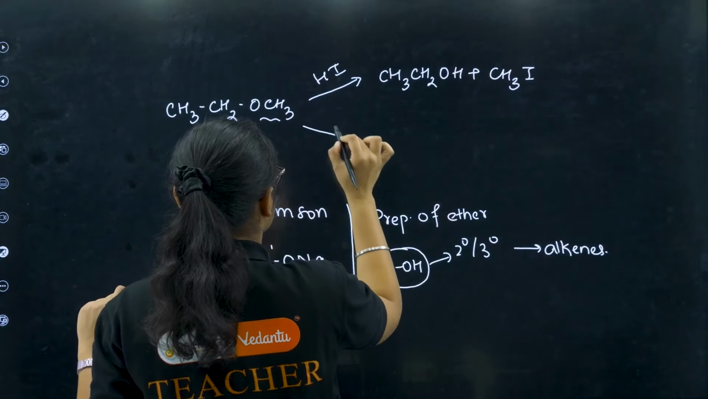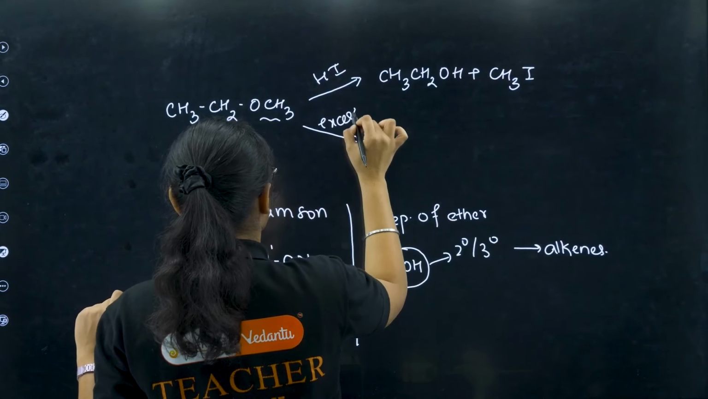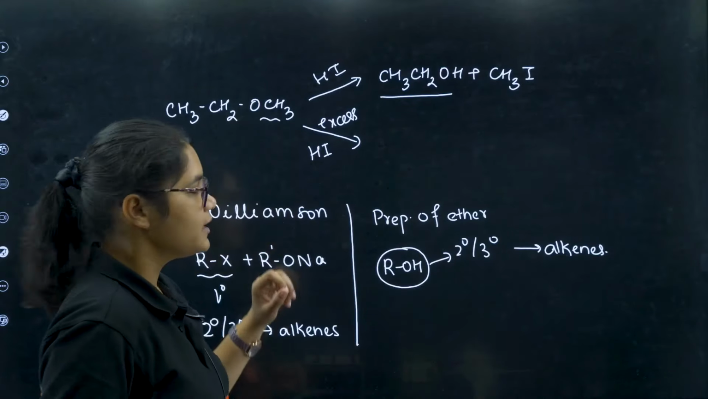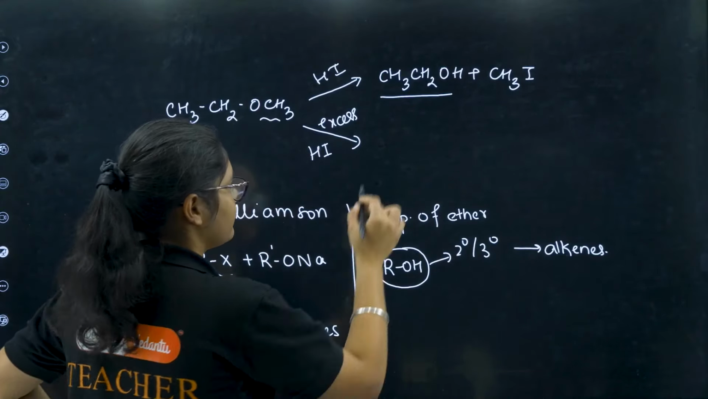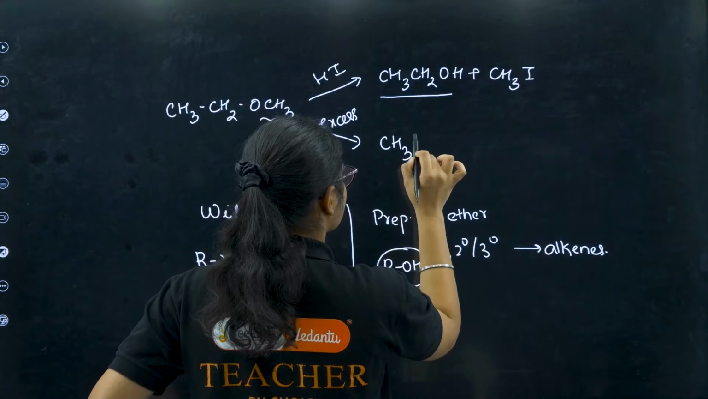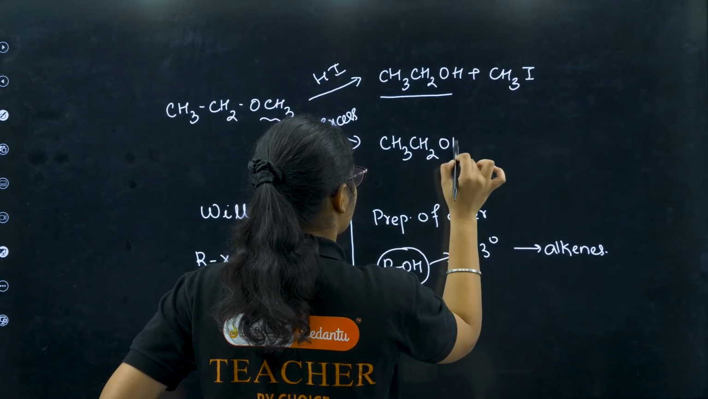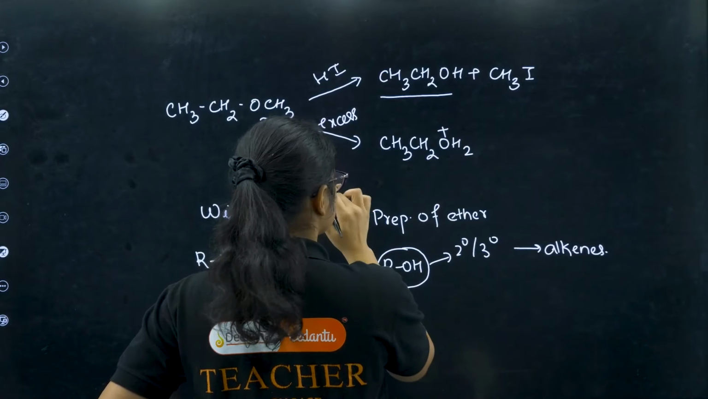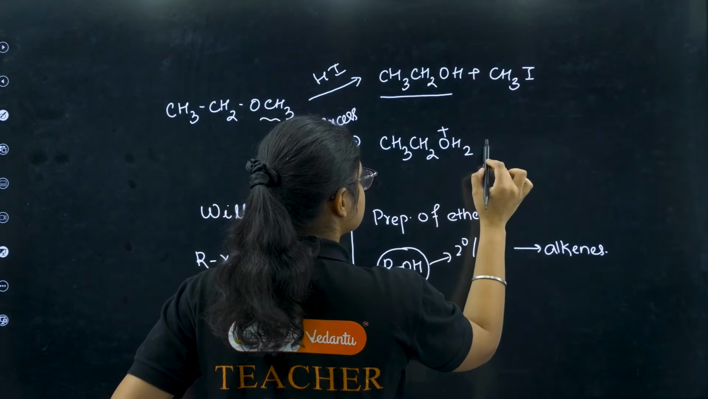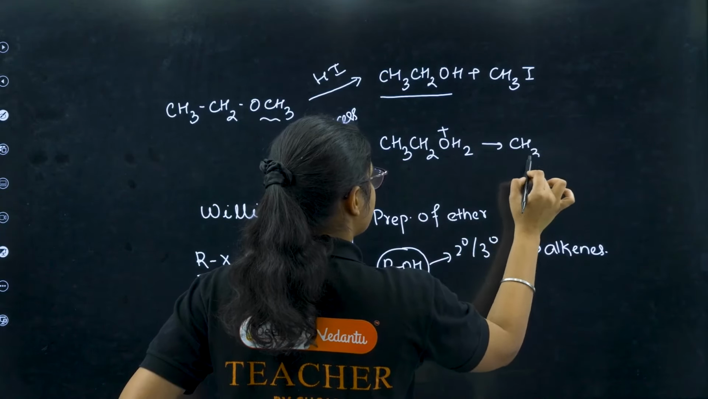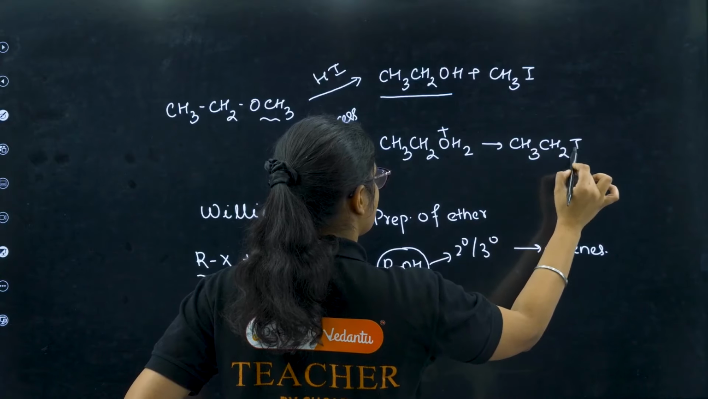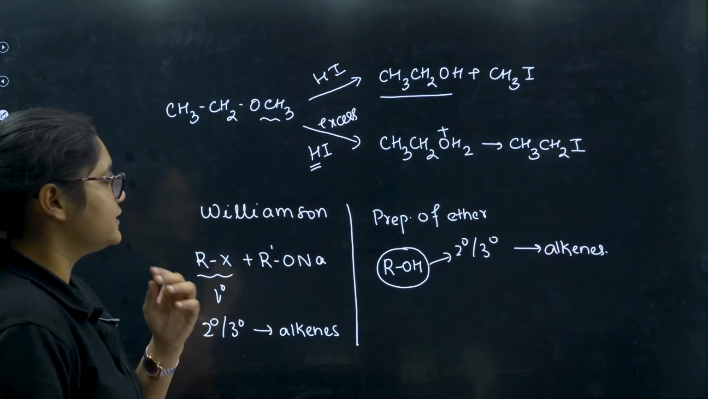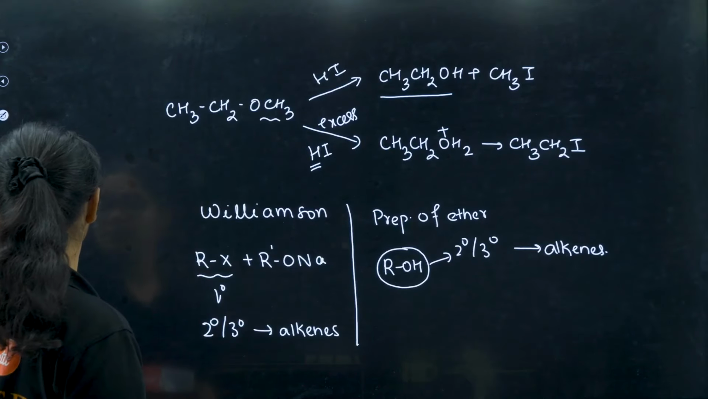Now here if you give excess of HI, okay, then what will happen? Initially this will form, then since excess HI is there, this one will also get converted. See, it is like this: the OH, with excess HI, will get converted to H2O because of this H plus, then I minus will attack and we will get CH3CH2I, okay. So that is the thing that you should know.